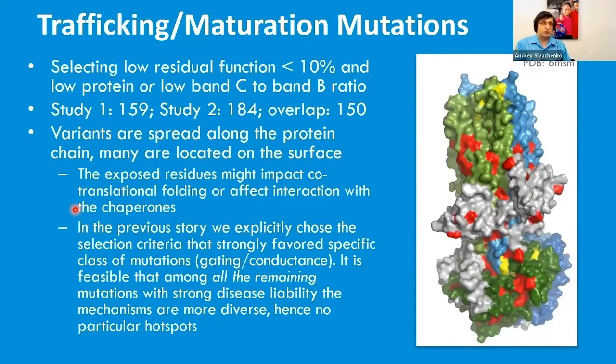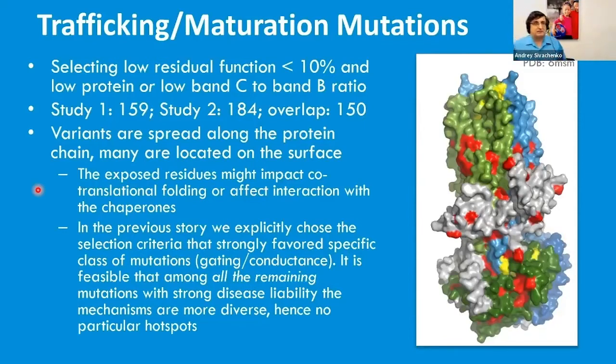Admittedly, some of them are buried, some are on the surface, as shown here. We just draw here the surface of the protein, and those severe, less than 10% wild-type residual function variants are highlighted with red. You see there's lots of them on the surface. It's still tempting to speculate that these residues exposed on the surface might impact co-translational folding, affect interactions with chaperones and whatnot, but we do not have any hard evidence for that, of course.